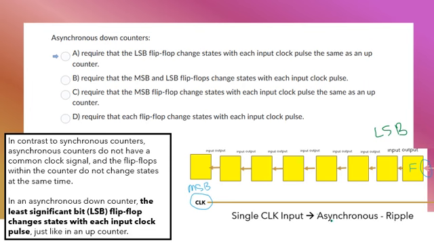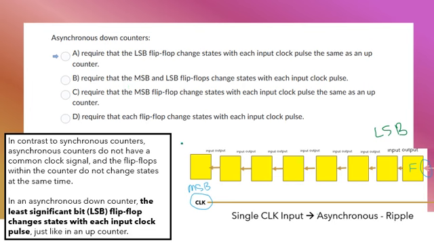Here, this is asynchronous. So when you look at your answers, option A requires that the LSB, which is this first flip-flop, is going to change state with each input clock pulse, the same as an up counter. So that is correct. Let's take a look at B.